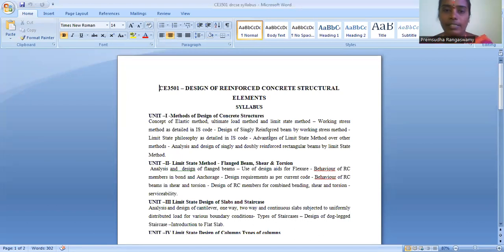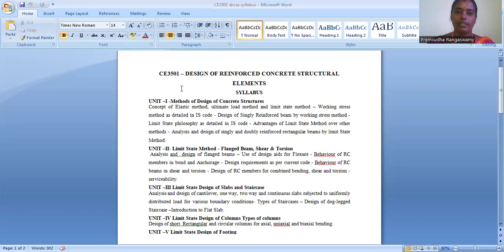Our subject is Design of Reinforced Concrete Structural Elements. Here you can see on this screen the syllabus. The first unit covers methods of design of concrete structure.